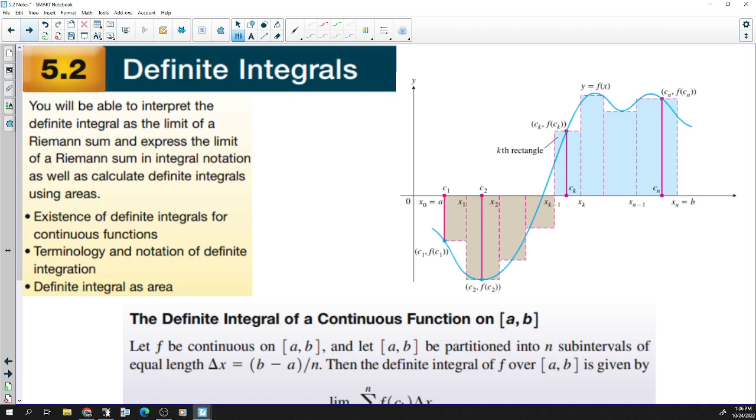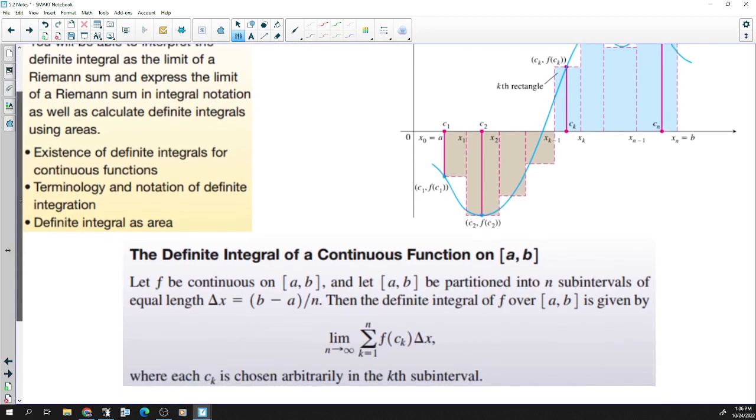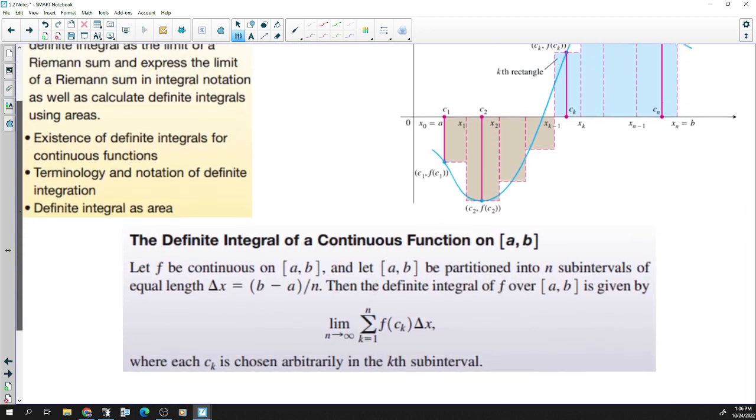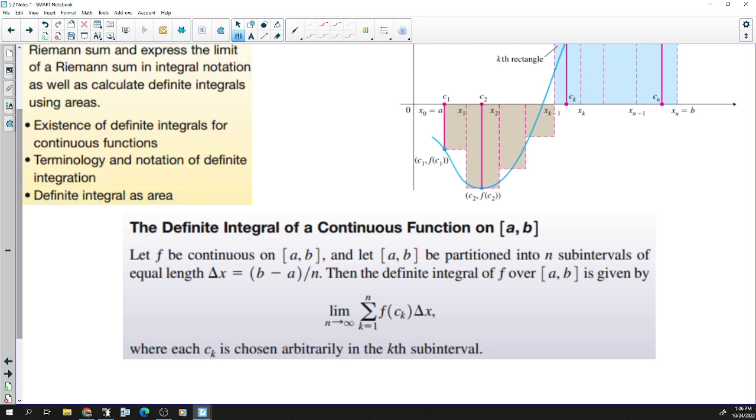You'll be able to interpret the definite integral as the limit of a Riemann sum and express the limit of a Riemann sum in integral notation, as well as calculate definite integrals using areas. Let f be continuous on a to b, and let a to b be partitioned into n subintervals of equal length. Then the definite integral of f over a to b is given by.